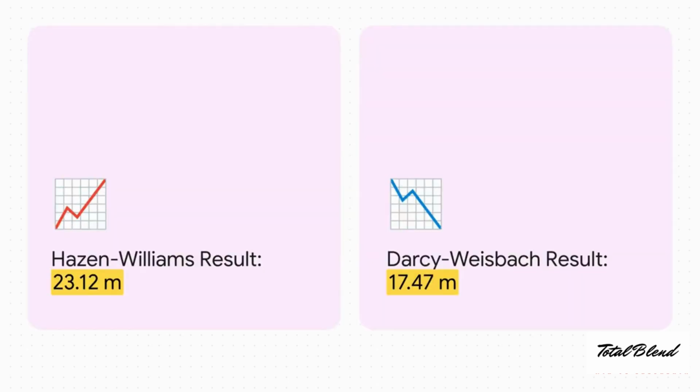And this right here, this is what the entire debate is about. Let's put those numbers side by side. Hazen-Williams gave us 23.12 meters. Darcy-Weisbach gave us 17.47. That is a difference of more than 5.5 meters. In a real system, that is a huge difference. That could be the difference between picking the right pump for the job or picking one that either can't keep up or just wastes a ton of energy.